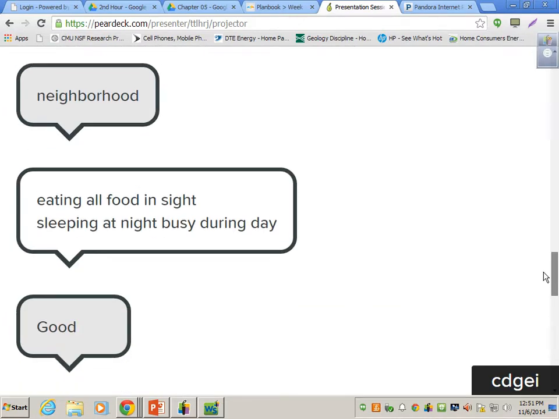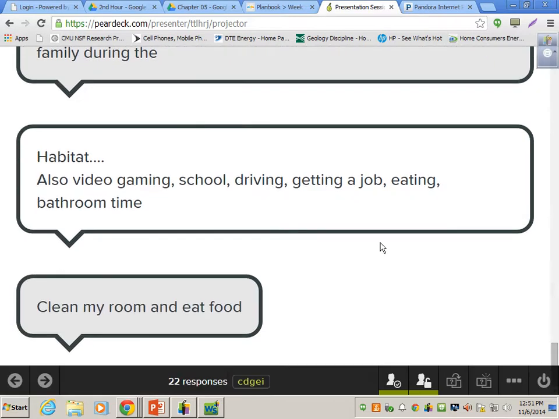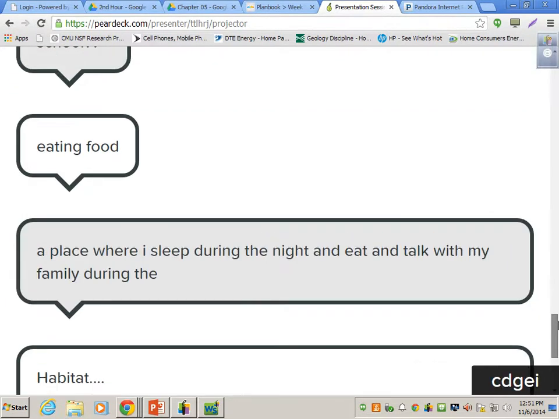The neighborhood, Bay City is kind of more. You're looking at habitat. I'm more or less looking for your job. Ah, there you go. Like video gaming, school, driving, getting a job, eating, bathroom time. Okay. Clean my room, eat your food.